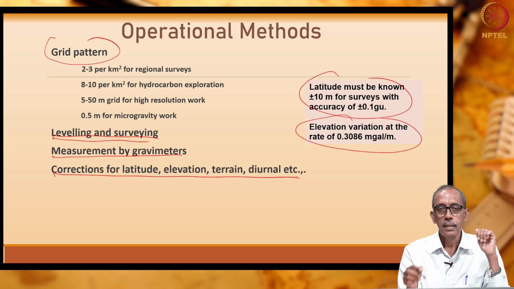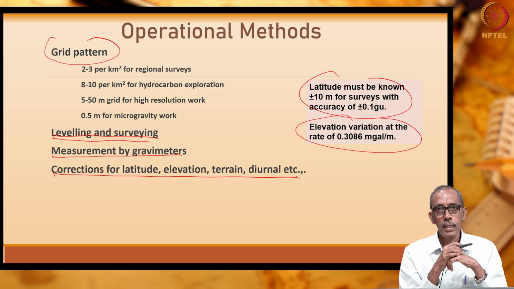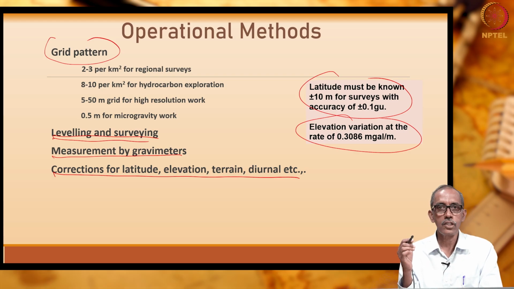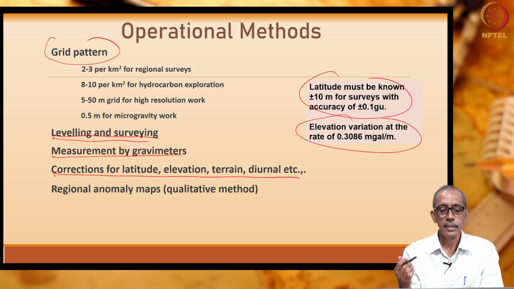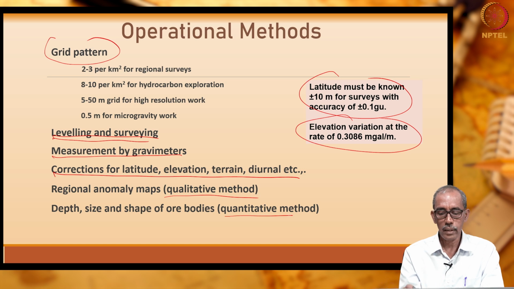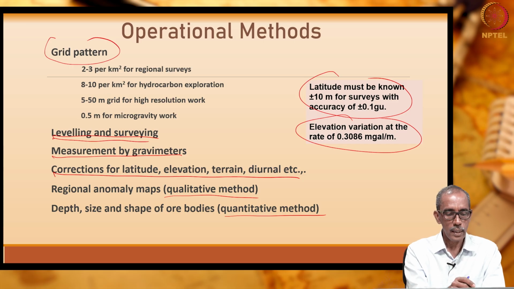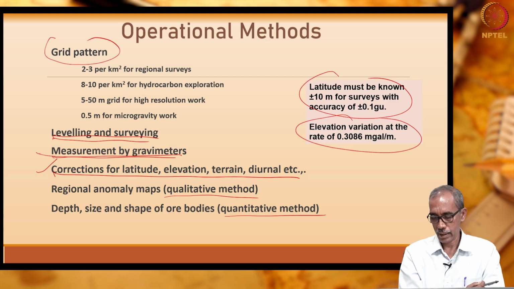After that, several corrections need to be applied. After the corrections are applied, the data is ready for interpretation. Interpretation is done either in a qualitative way or in a quantitative way. That is what we are going to see in this lecture. Before going into this, the next aspect is corrections. We had seen up to this in the previous lecture.